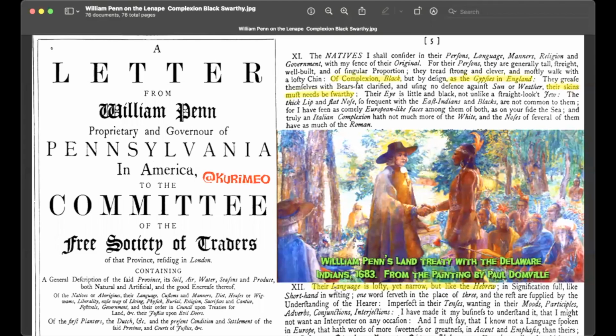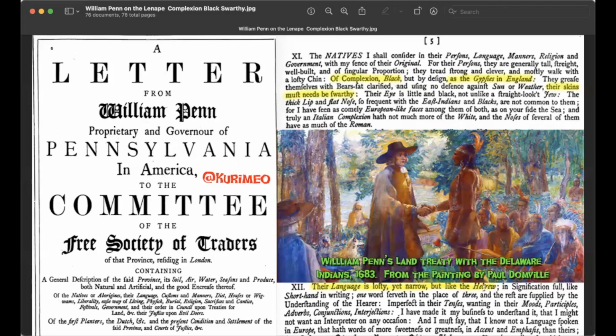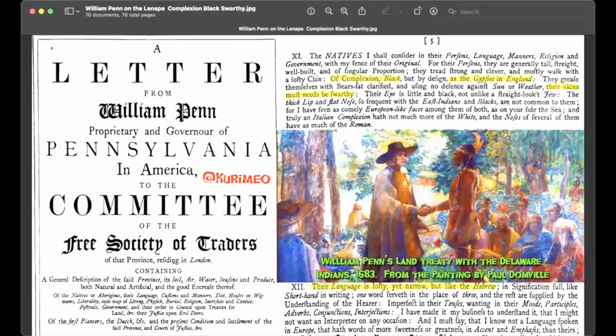Down at the bottom, he says their language is lofty, yet narrow, but like the Hebrew. Like the Hebrew. Do you remember who you are?